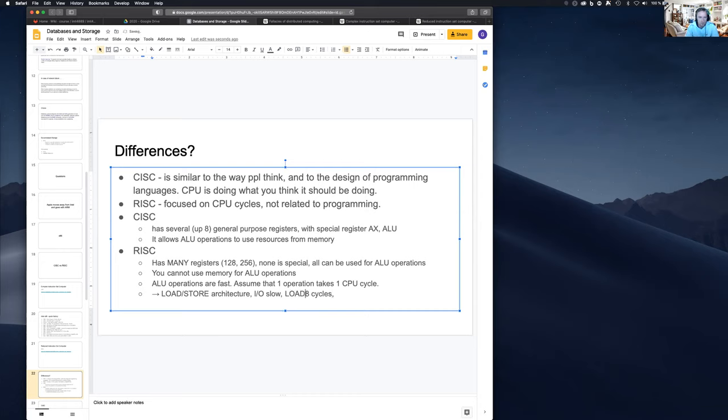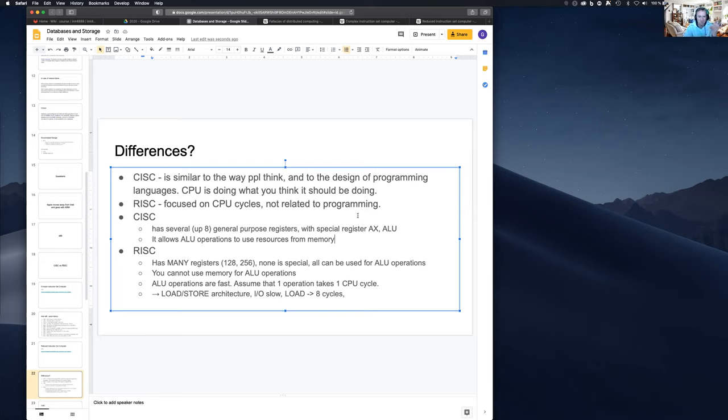So if I'm reading something from memory and it takes 8 cycles, I can start it early and have it ready, right? With CISC, how long an operation takes depends. It's much harder to predict how long things take because each operation takes a different amount of time.